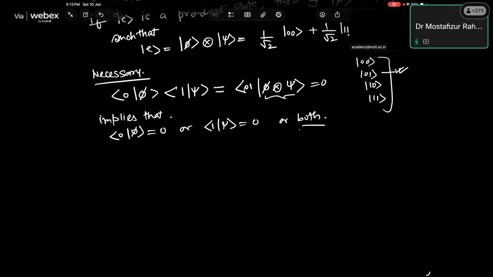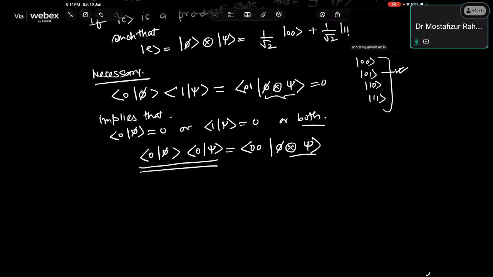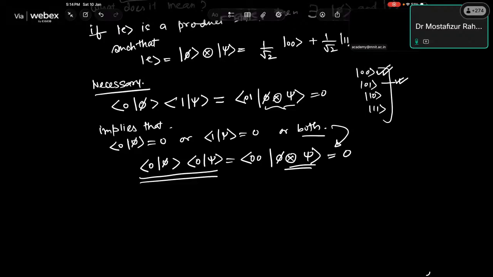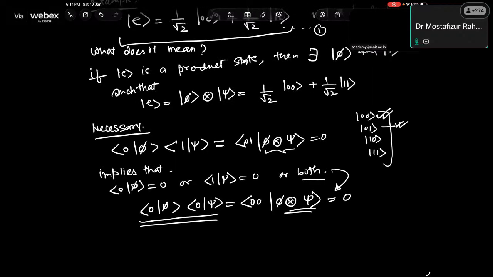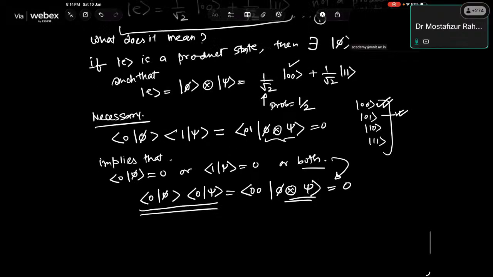But if they are 0, then it contradicts. If I take ⟨0|phi⟩ and ⟨0|psi⟩, this is the state I create, which is basically the 00 state, phi times psi. If I project the composite system onto the 00 basis, by this condition it comes out as 0, because one of them is 0 or both are 0. But I have a particular probability: the probability is the square of 1 over square root 2, so the probability of the 00 state is half, but it is giving 0. It contradicts, right?